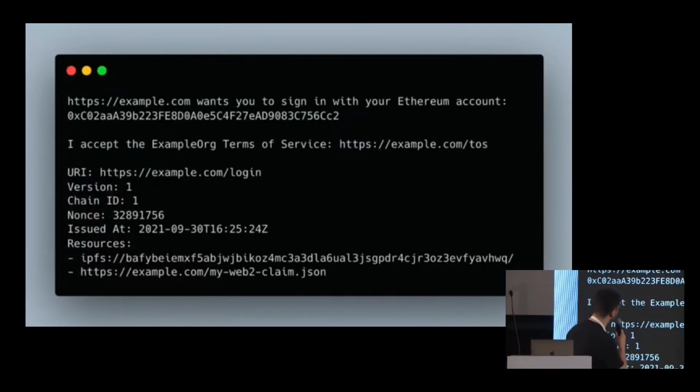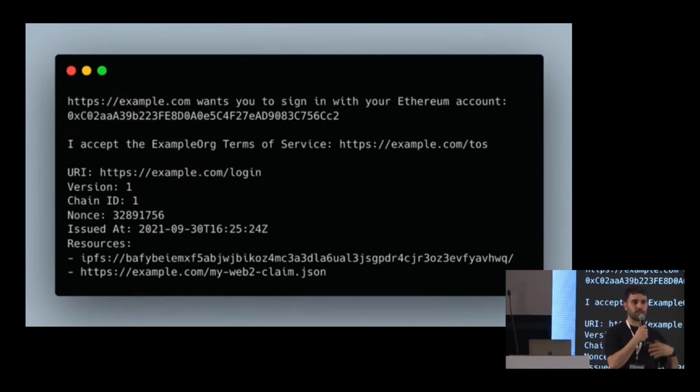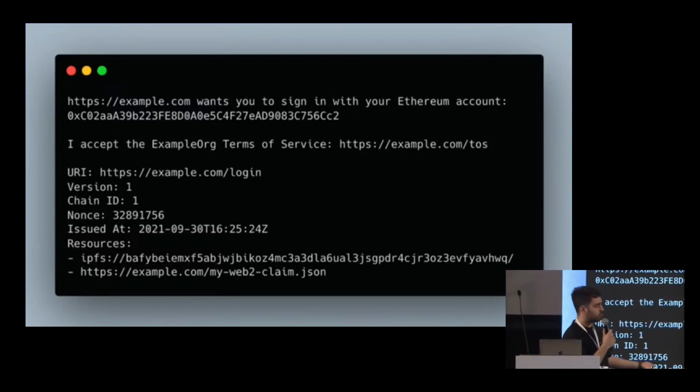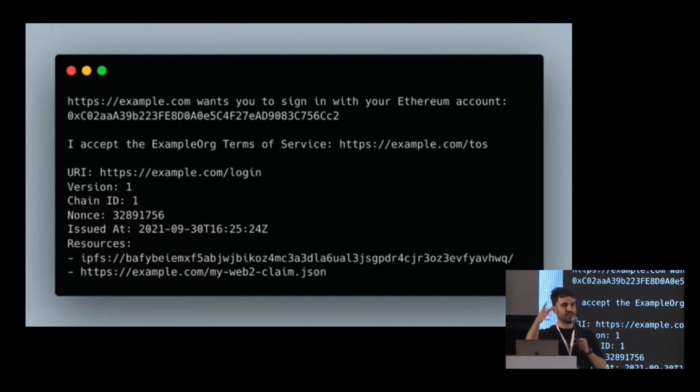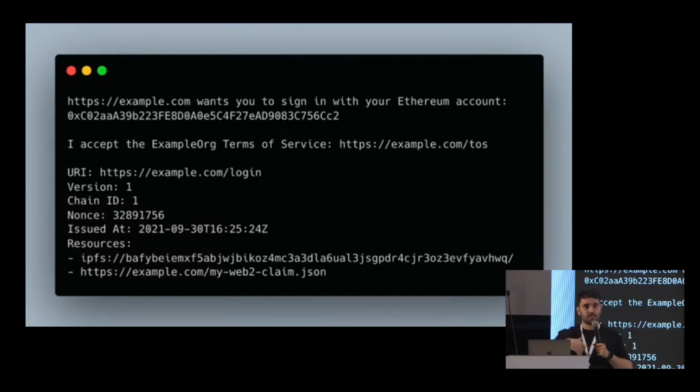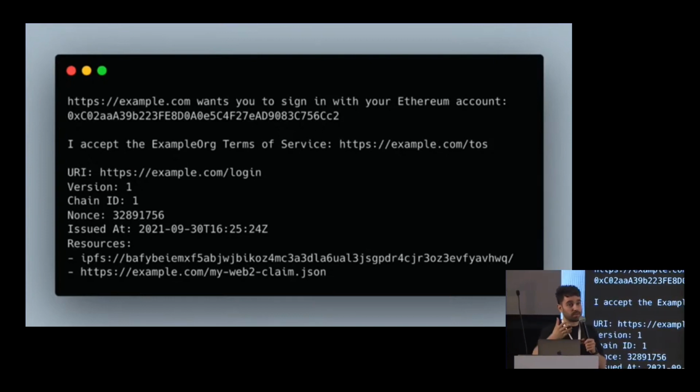It's like a message that says, this website wants to sign into your Ethereum account at this address, and I accept some terms of service, which is an optional pattern, actually. You don't actually have to add that statement, but you can. And when you look at it, it looks like a lot of words, and is this really user-friendly? It's not, but it's still better than what we had before, which is some people would just have a hash and say, sign this, and consider yourself authenticated, and some websites still do in Web3, which is quite worrying.